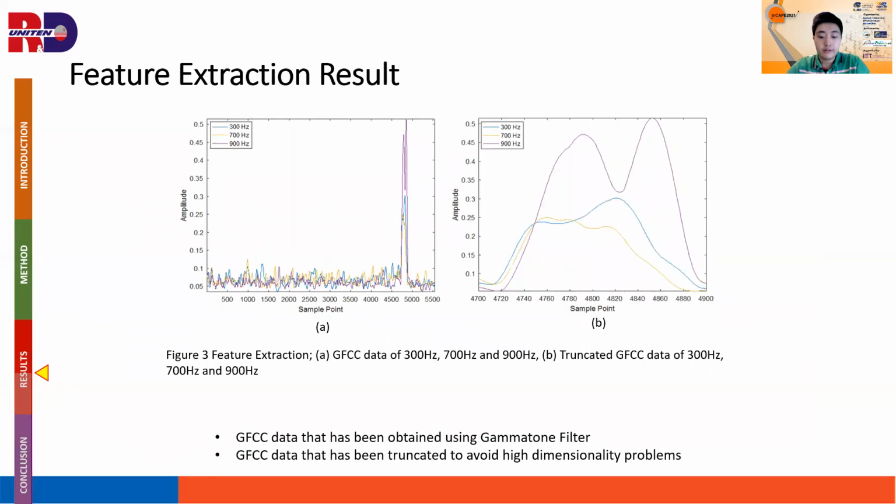For the result of feature extraction, figure 3a shows the GFCC data that has been successfully obtained from implementing the Gammatone filter, while figure 3b shows the GFCC data that has been truncated to avoid high dimensionality problems.